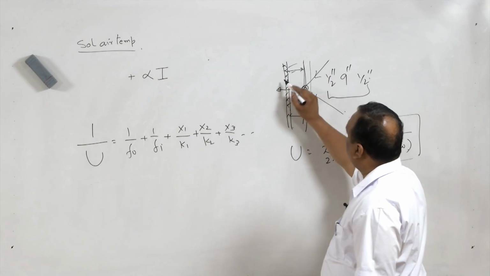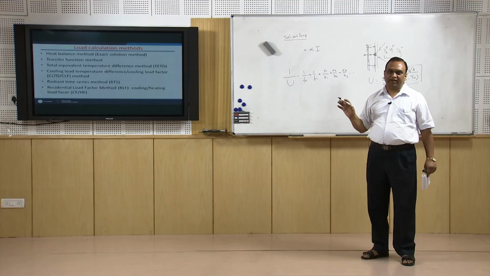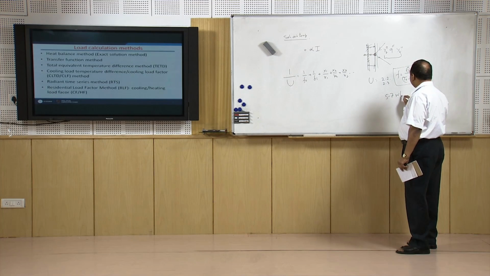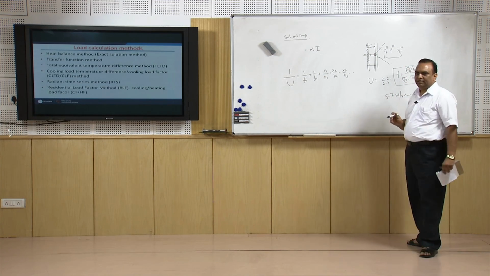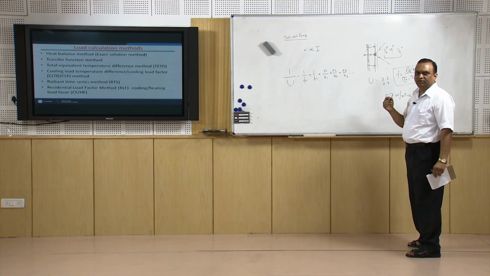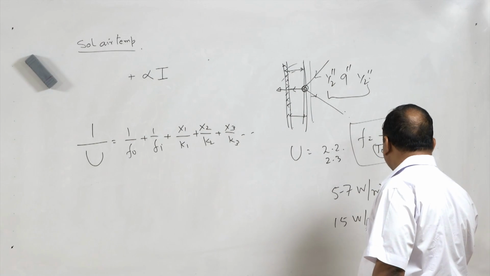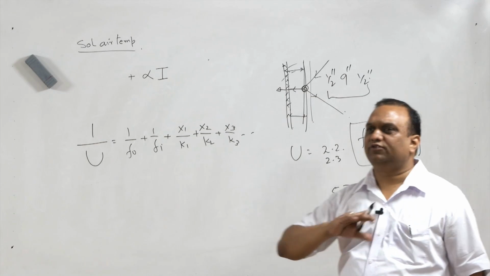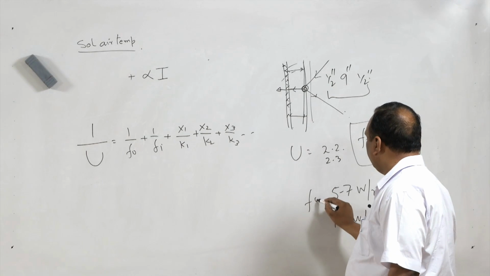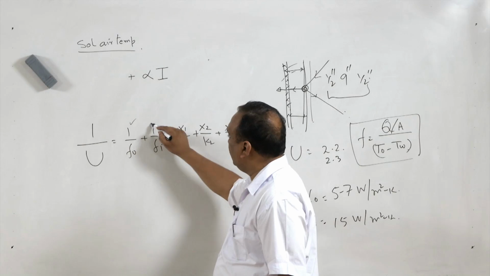So, for the film coefficient of the outside wall, if there is calm air, suppose in this room there is no fan and no air movement, we assume approximately 5 to 7 watts per meter square Kelvin. If air is blown at not very high speed, then we can go up to 15 watts per meter square. For this also tables are available. If the air is blowing over a surface with this velocity, this is going to be the value of Fo or film coefficient. Similarly, we can find the value of Fi.